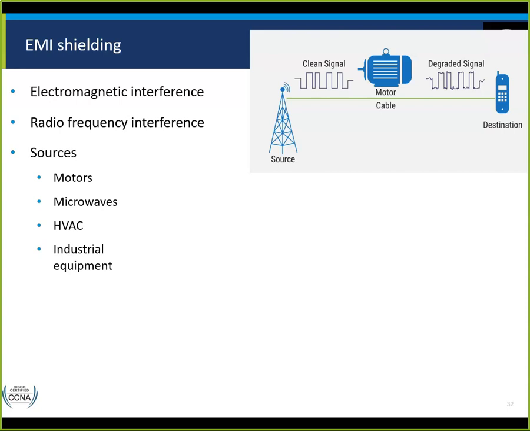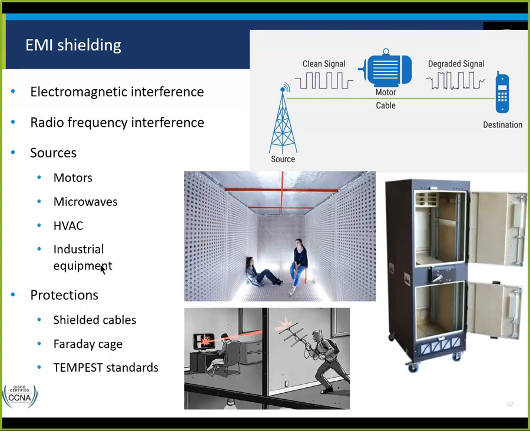Are we going to use fiber? We're going to use copper? We're going to use wireless? What is available? What can be used in the system? Protections: shielded cables, Faraday cage, Tempest standards.